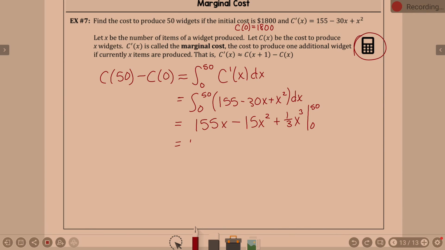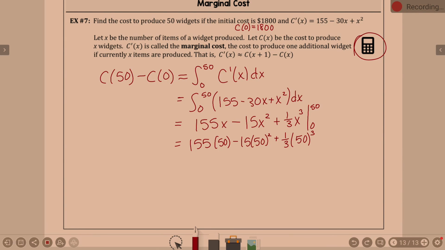But so the integral of 155 is 155x. Integral of 30x: add 1 to the power, divide by it. So 15x squared plus 1/3 x cubed, evaluated from 0 to 50. I did that part by hand, but I ended up plugging in the calculator because it gets to be big numbers, right? But it's 155 times 50 minus 15 times 50 squared plus 1/3 times 50 cubed, right? So there's plugging in your 50, and this is where I went to the calculator.